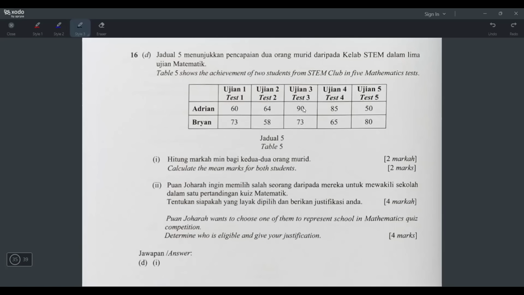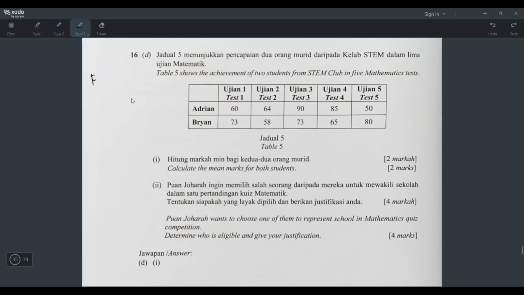Generally, this is what they ask when they want to ask about measures of dispersion. They usually ask this one. And then they want to choose one person to join a competition, and you will always choose the one with the smaller standard deviation. Yeah, it's always the same. They always recycle the question. That's why it's very familiar.